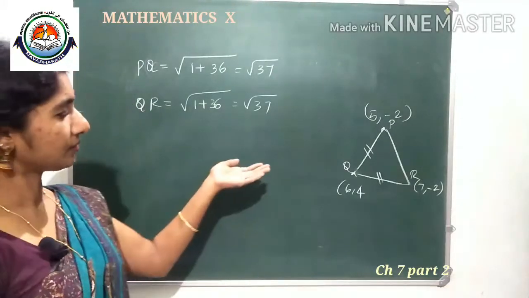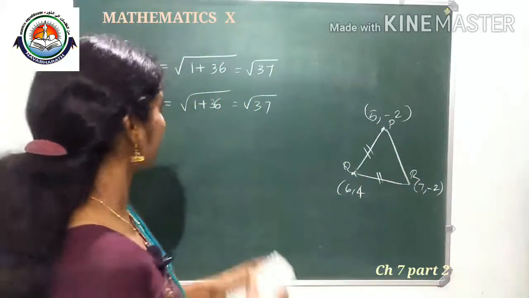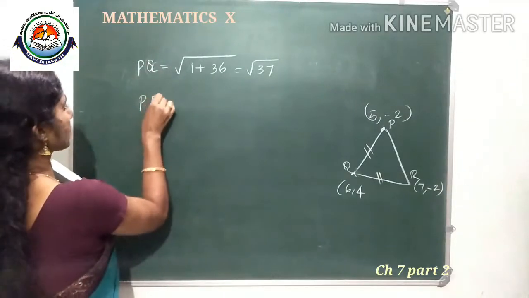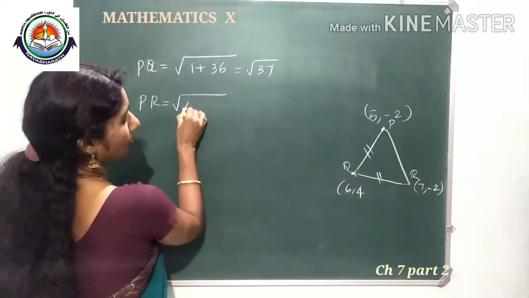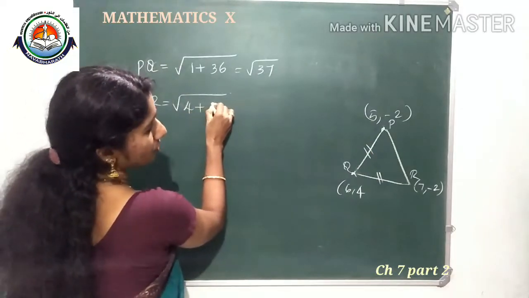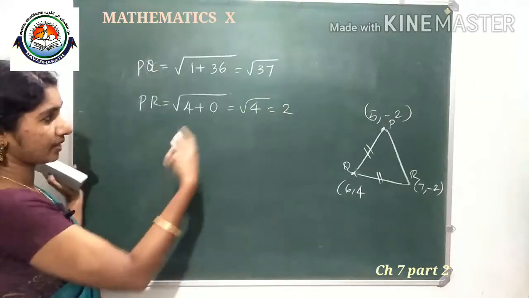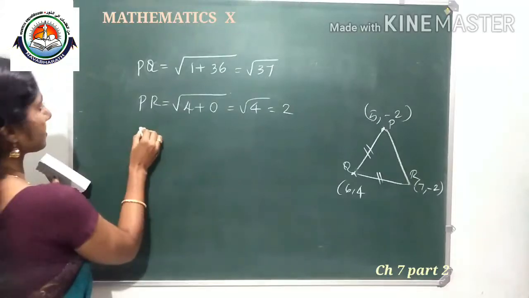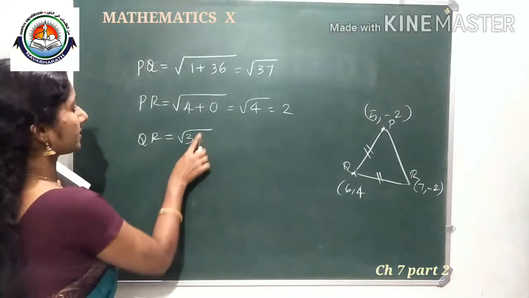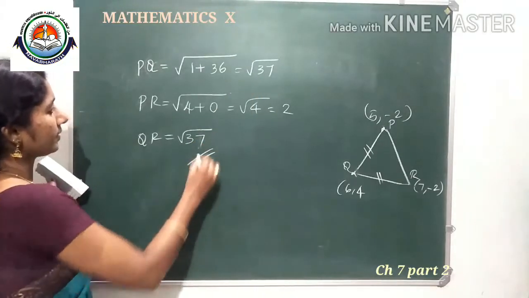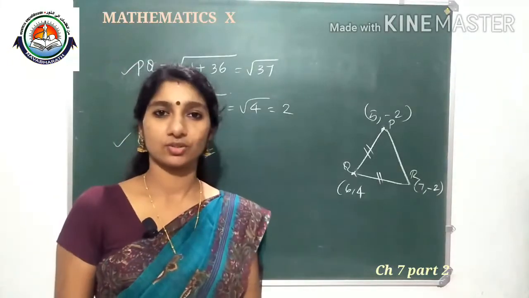If suppose you found PQ first, then PR, and suppose you didn't find QR, you found this PR. So PR is equal to root of (7 minus 5) whole square, 2 square is 4, plus (minus 2 minus minus 2), 0. So we are getting root 4, that is equal to 2. Now these two are not equal, so you need to find the next side, that is QR. QR you are getting root 37. So now PQ and QR, two sides are equal, therefore it is an isosceles triangle.